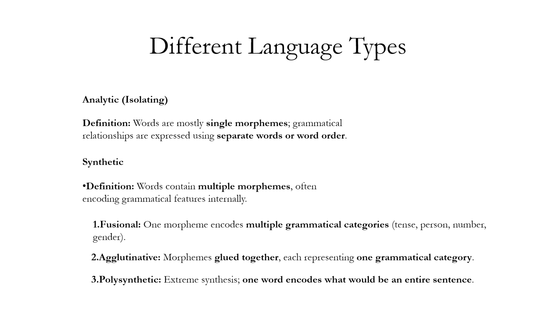And then polysynthetic, extreme synthesis. One word encodes what would be an entire sentence. Now, polysynthetic is a bit of a strange one. Those are the types of languages that Eskimos and native Indians would use.